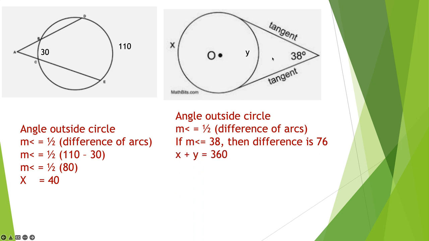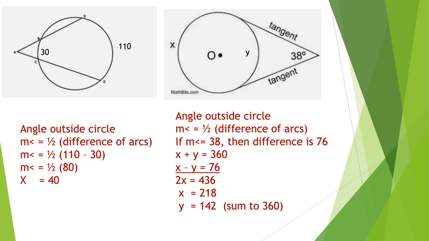So together, X plus Y add up to 360, and X minus Y has to be 76. So I have a system of equations here, and if I just add them up, I'll get rid of the Y's because one is plus and one is minus the same amount. So 2x is 436, dividing by 2, x is 218. Okay. Now, if x is 218, y has to be 142. This way they sum or add up to 360 degrees.